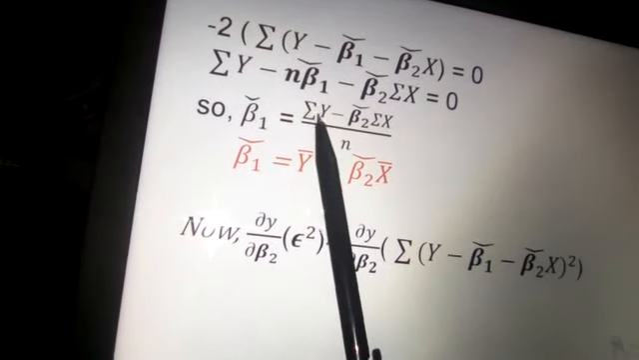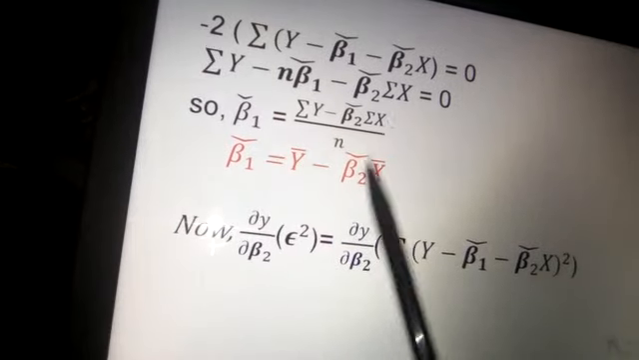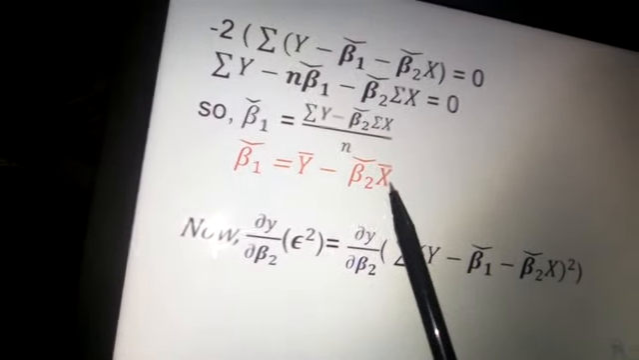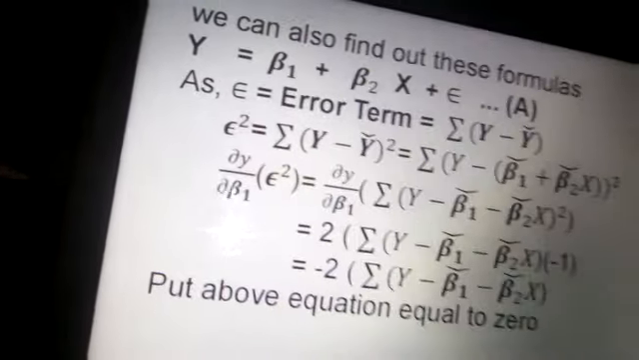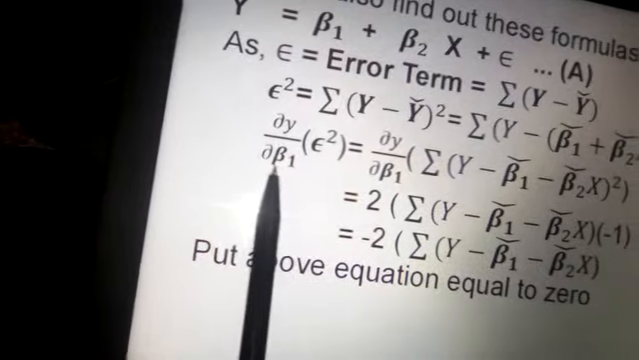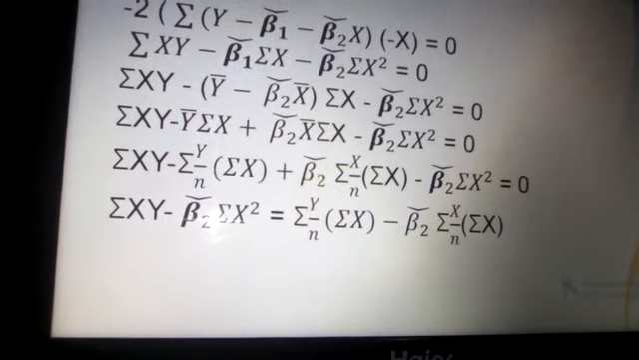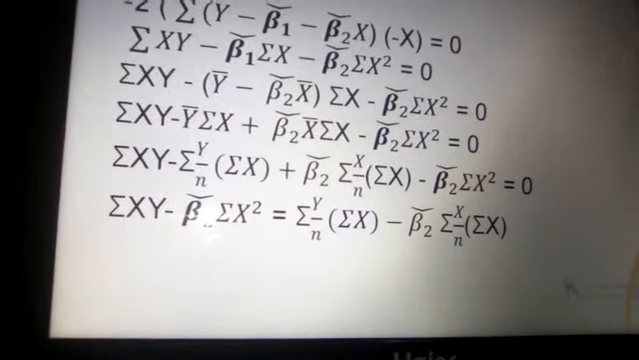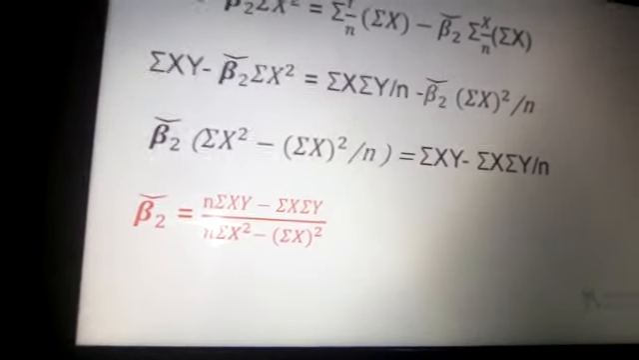So as we know that summation y divided by n is equal to y bar, beta 2 hat will remain the same, and summation x by n is x bar. So we have eliminated the value of beta 1. Similarly, we will eliminate the value of beta 2 by taking the partial derivative with respect to beta 2 on the same equation. And after eliminating the value, we will have the beta 2 hat value like this.